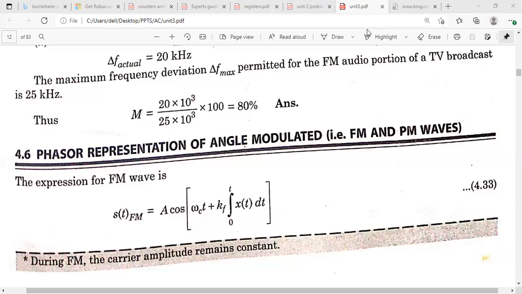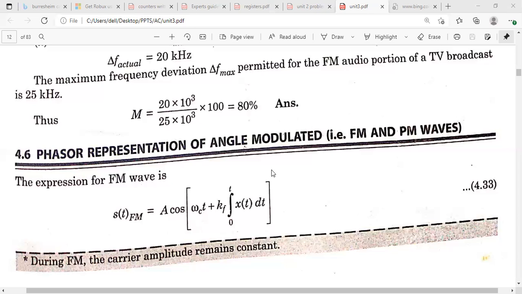Delta f is equal to kf into the maximum amplitude of the modulating signal, that is, the integration of x of t. And the modulation index is equal to delta f by fm. Depending on those formulas, we discussed some problems on the modulation index and the frequency deviation.